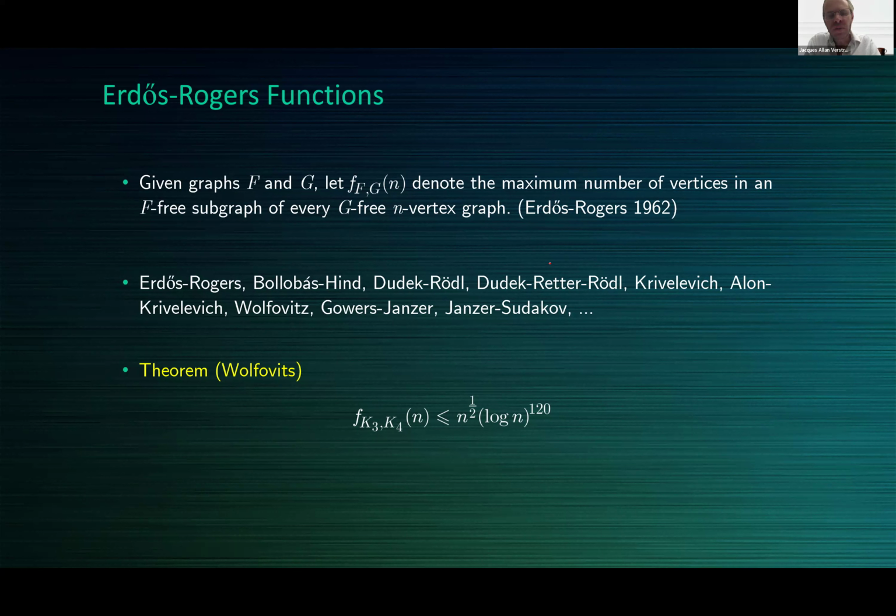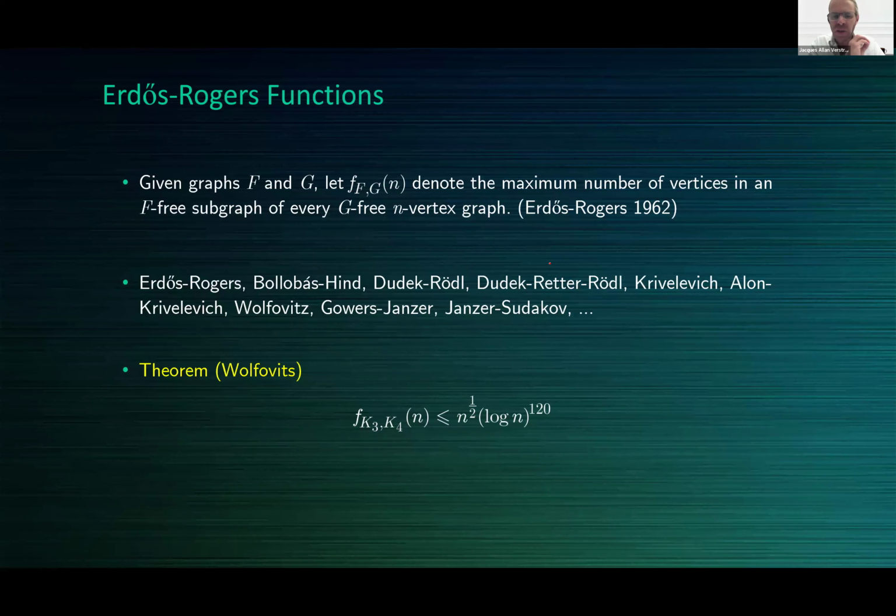You'll observe that if F is K2 and G is KT, this is Ramsey numbers, right? What am I asking? I'm asking for the largest independent set in a KT-free n-vertex graph. That's precisely Ramsey. Okay, so this is generalizing Ramsey numbers, and there have been an enormous number of works on these Erdős-Rogers functions, most recently due to Tim Gowers and Oliver Janzer, Oliver Janzer and Benny Sudakov.